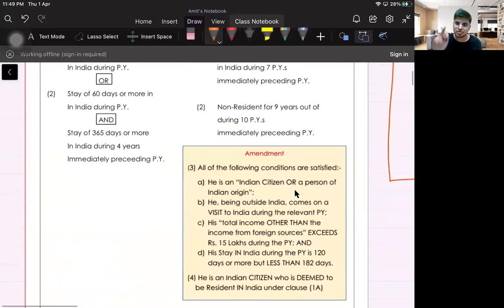Second additional condition is you should be a non-resident for 9 out of 10 preceding previous years. Matlab, this is the 11th year. Ye saal chhod ke, piche ke 10 saal mein, I should be a non-resident for 9 out of 10 previous years, which means for 9 out of 10 previous years, I should not be fulfilling any of the basic conditions. Then only I will be called as non-resident, and I should follow that status for 9 out of 10 years. Then I will be called as fulfilling the second additional condition.